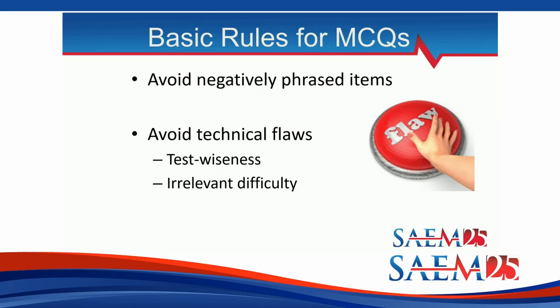So just for example, like repeating a word, you have a word in the stem and a word in the answer, and that's the correct answer. That becomes really easy to answer if you notice that. Or sometimes also just making questions ridiculously hard.